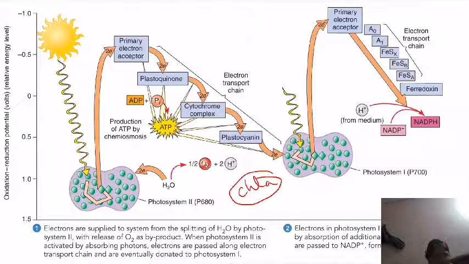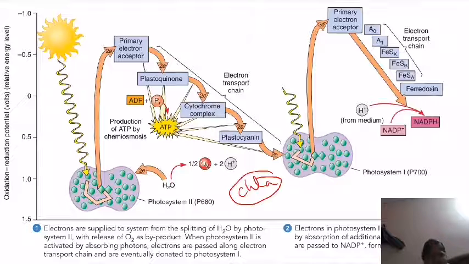Now you can see here the oxidation reduction potential is given. I have already talked about what is oxidation and what is reduction. Reduction is gain of electrons and oxidation is loss of electrons. So any molecule which is losing electrons is getting oxidized, and the one which is gaining electrons is getting reduced. So now let's move on.